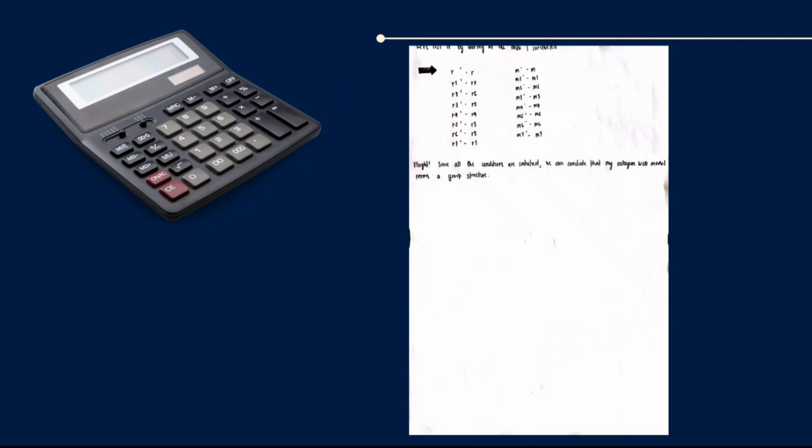Since all the conditions are satisfied, we can conclude that my octagonal web model forms a group structure.